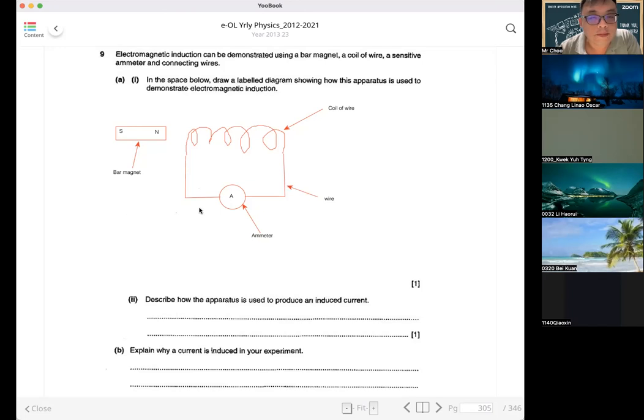Okay, so how is this apparatus used to produce an induced current? How is this thing used to produce a current? Besides Pei Kwan, who else can answer this question? Type it out in the chat. And then explain why a current is induced in this experiment. So this one just explains what you need to do to produce a current. Then you explain why the current is being produced. Okay, so can you all try this out?